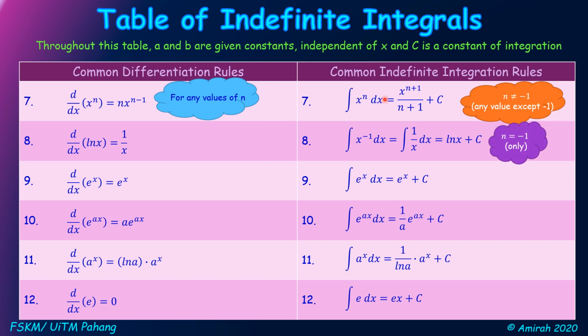If n equals negative 1, when we integrate x to the power of negative 1 dx, we need to write the integration of 1 over x dx, and it will equal ln x plus c. This is for n equals negative 1 only. And for derivative, when we differentiate ln x, we have 1 over x. That's why when we integrate back 1 over x, we will have ln x plus c.